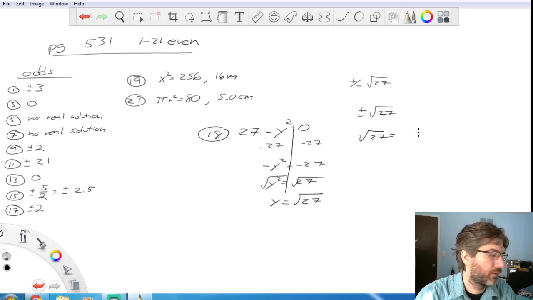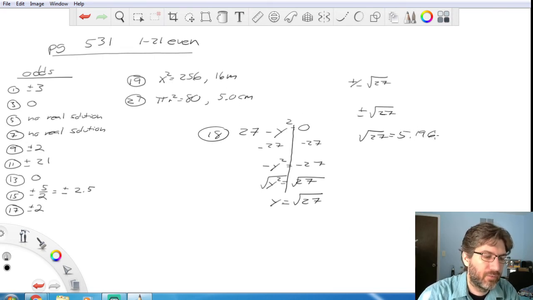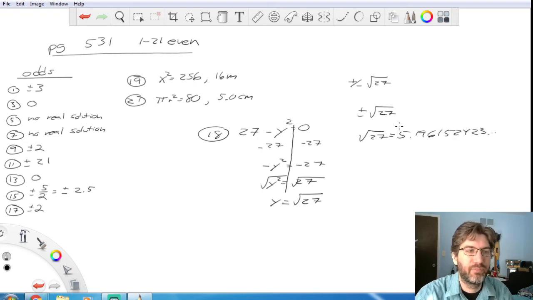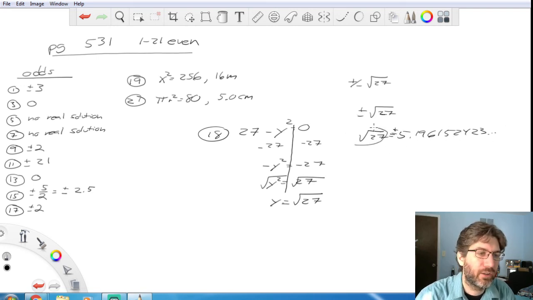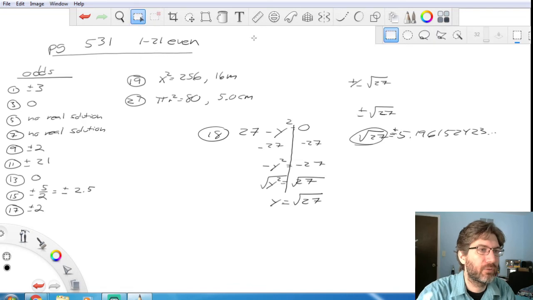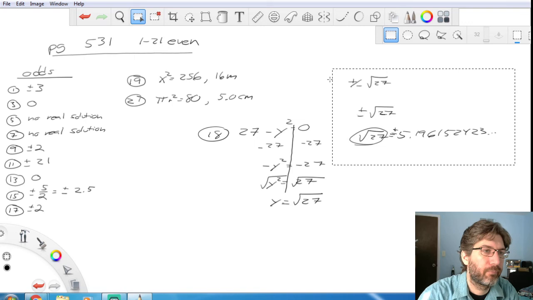If you didn't, your answer should be 5.196152423, and that goes on, plus or minus, if you didn't leave it under the radical. This here is a more accurate answer though, so I'd leave it under the radical. And that radical can't be simplified.